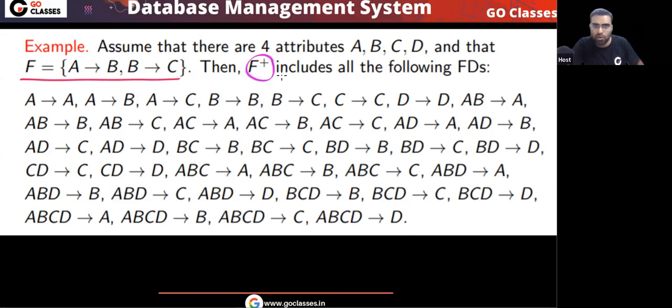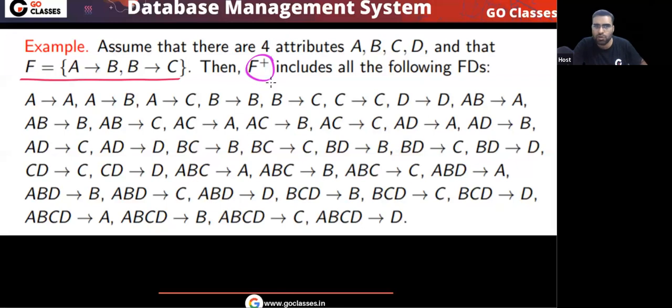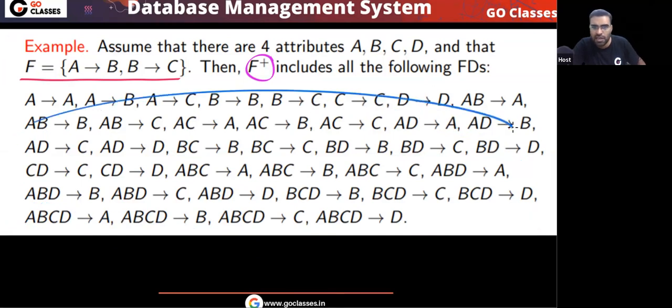The question is asking closure of F. What is closure of F? Closure of F means all the FDs that you can derive from F. Yes or no? That means all the FDs you can derive from F. So these are the FDs you can derive from F.